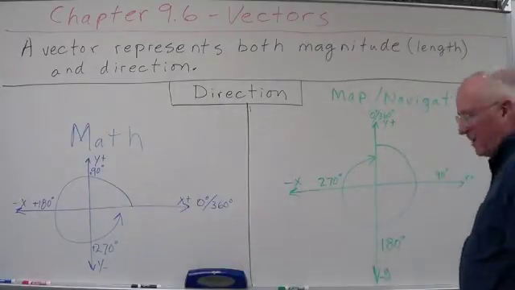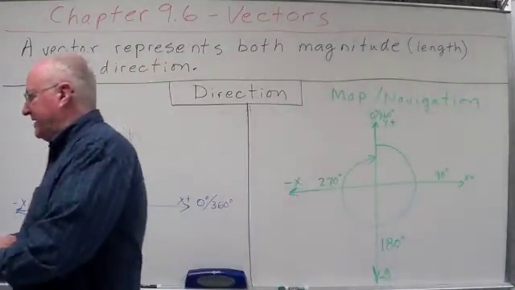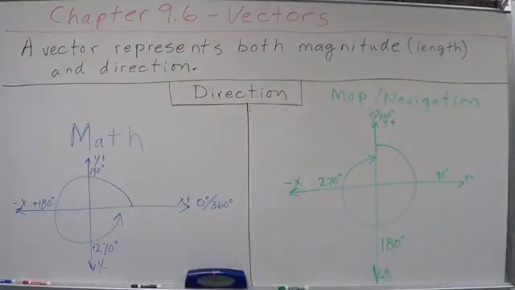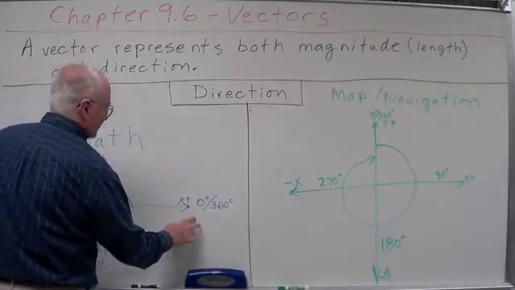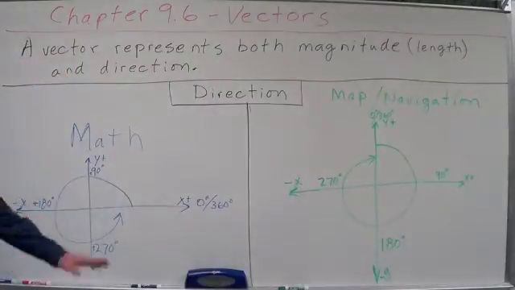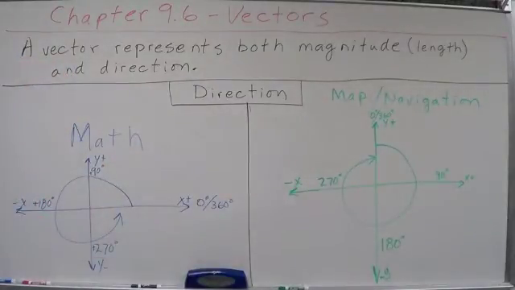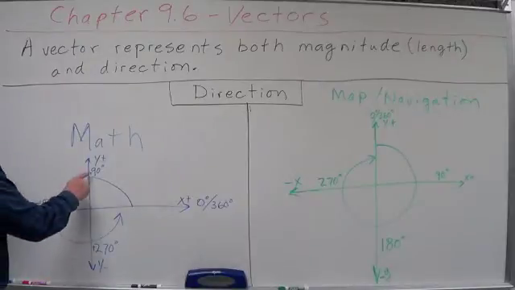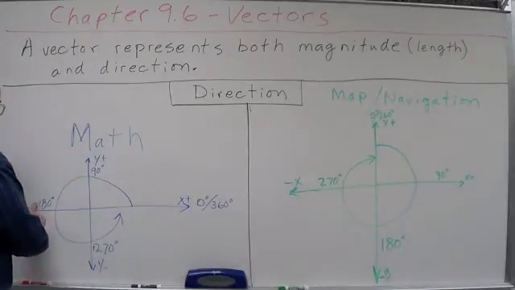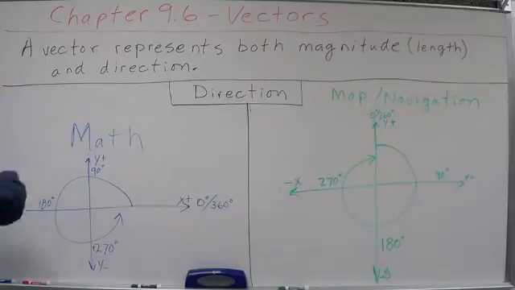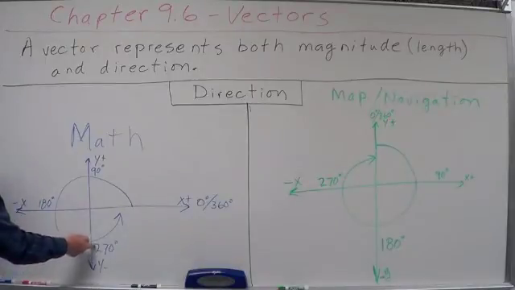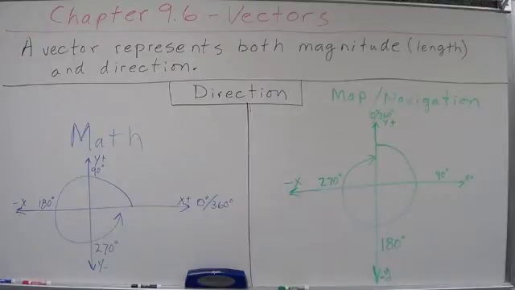We're going clockwise. Now the math orientation is a little different. It starts at the positive x-axis and goes counterclockwise. So the positive x-axis is 0, 360, and as we go up, the positive y-axis is 90. We say plus 90, but it's just 90. The negative x-axis would be 180 degrees, and the negative y-axis would be 270 degrees, and we come back around to 0 or 360. Okay? So two different orientations.